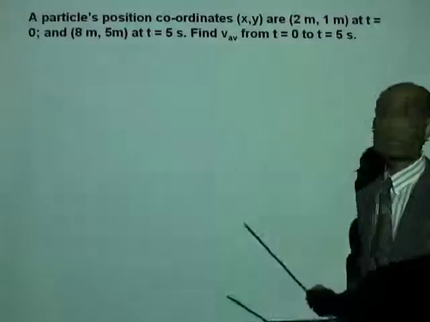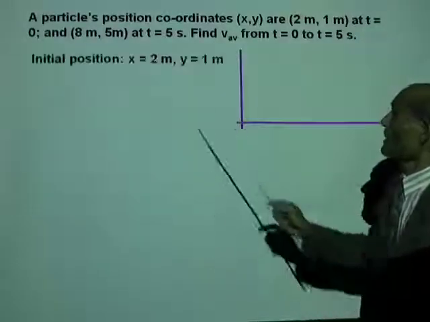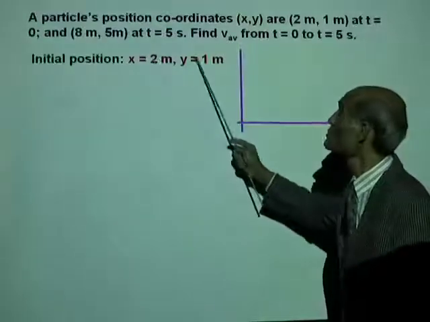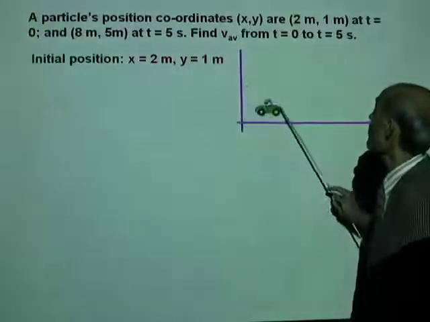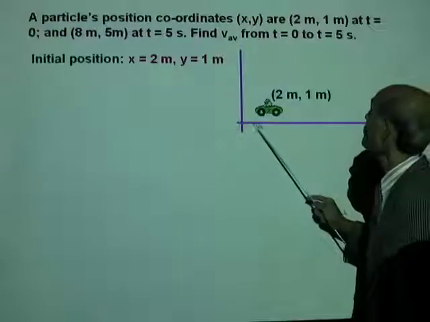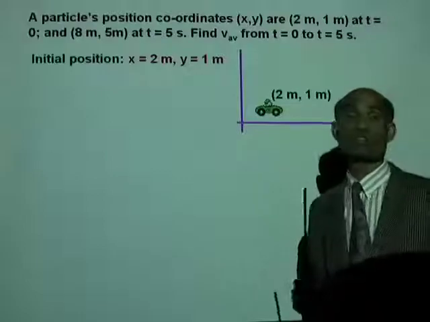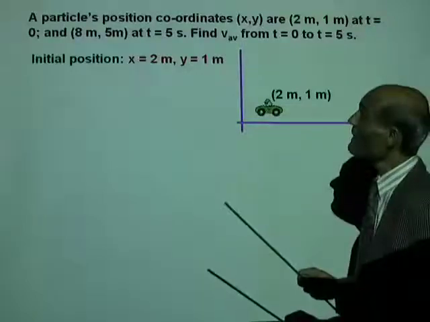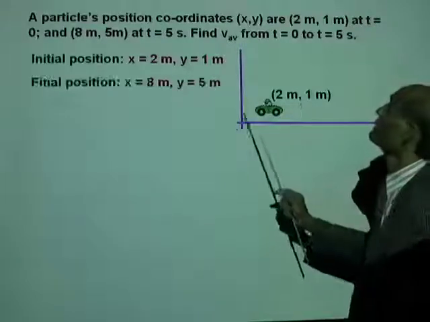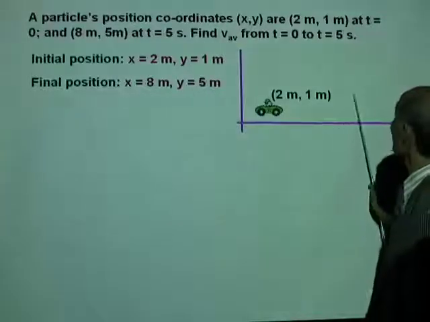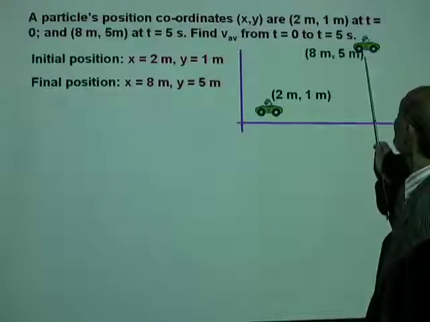Let's go back and look at this one more time. The initial position is x equal to 2, y equal to 1. There it is, x equal to 2, y equal to 1. That is the initial position. And after 5 seconds, where is the object? The final position is x equal to 8, y equal to 5, over here.